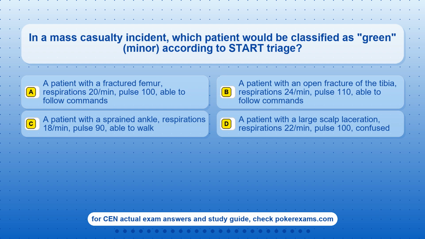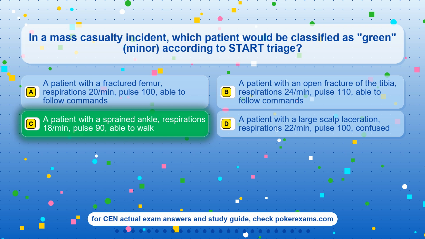Question 14. In a mass casualty incident, which patient would be classified as green minor, according to START triage? Option A. A patient with a fractured femur, respirations 20/min, pulse 100, able to follow commands. Option B. A patient with an open fracture of the tibia, respirations 24/min, pulse 110, able to follow commands. Option C. A patient with a sprained ankle, respirations 18/min, pulse 90, able to walk. Option D. A patient with a large scalp laceration, respirations 22/min, pulse 100, confused.